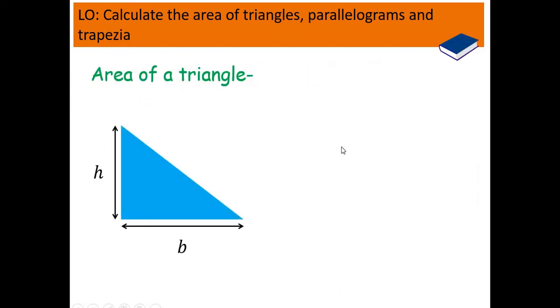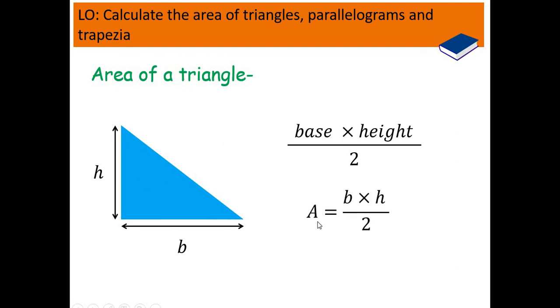So to work out the area of a triangle, we again do our base multiplied by our height, and then we divide it by 2. We halve it. Because when we multiply the base by the height, we're working out the area of this rectangle here. And when we divide it by 2, we get rid of this side that we can't see, and we are just left with the area of this triangle. So the formula looks like this: area equals base multiplied by height divided by 2.